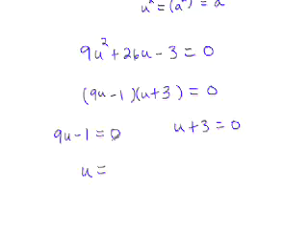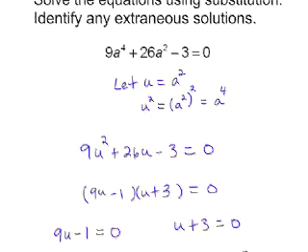Solving for u, we get add 1, divide by 9, u is equal to 1/9, or u is equal to -3. This is not the final answer. We have solved this equation for u. We have not yet solved the original equation for a, so we have to unsubstitute.